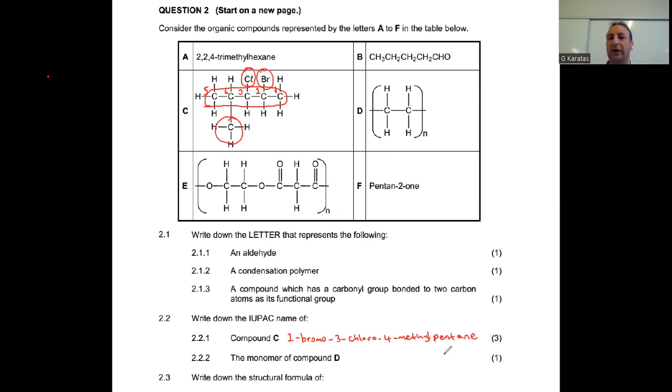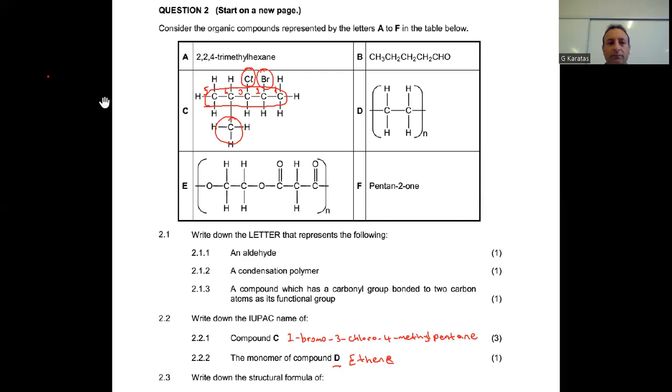That's the name. And the monomer of compound D. Compound D, we said, is a polymer. It's made of ethene molecules. The ethene molecules come together. They form a repeating structure, and we call it polyethene. The monomer of polyethene is the ethene molecule.